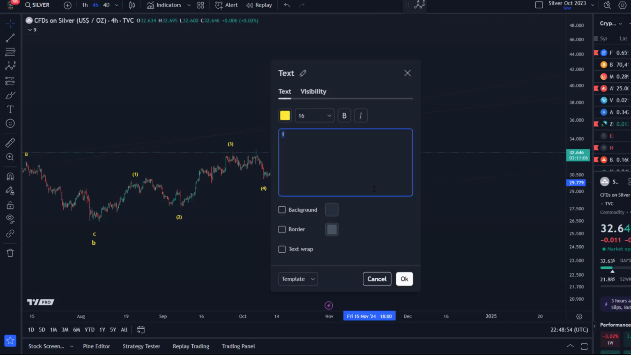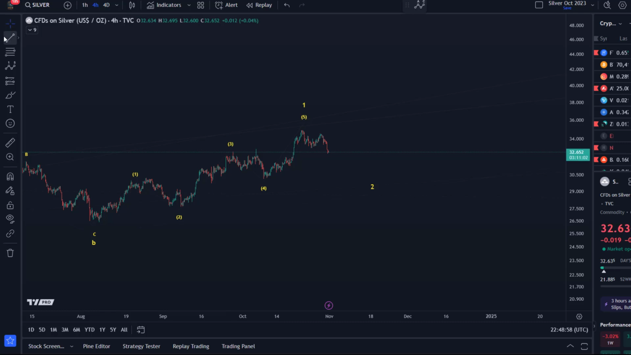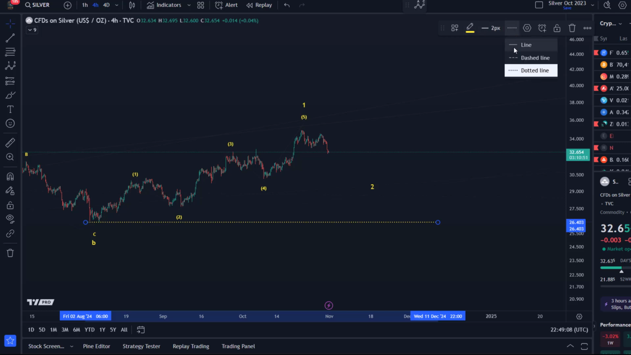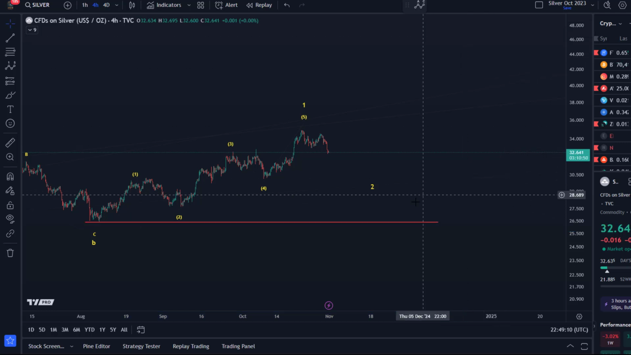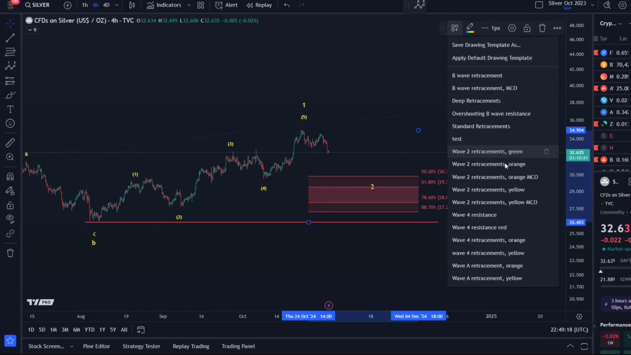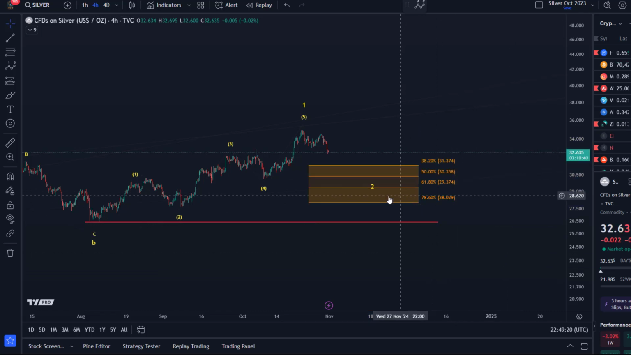For the wave 2 pullback, we can start with adding a support area. First of all, let's add the invalidation point, which is the swing low from August. That's located around $26.40. So that would be the invalidation point for this scenario. Whatever the price is doing, it should stay above that level, right? But the Fibonacci support is a little bit higher. It is located between the 38.2 and the 78.6 retracement. So this would be the support area.